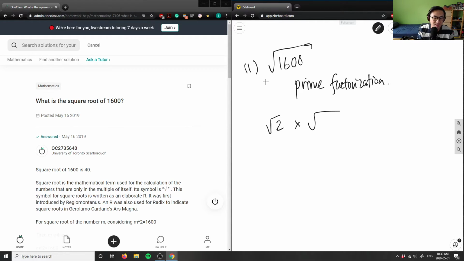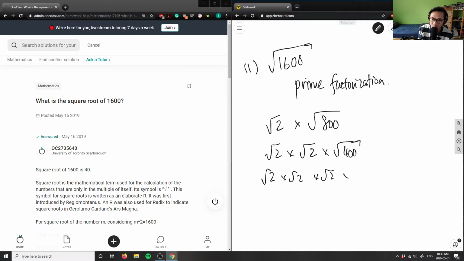And then I'm going to get 1600 divided by 2, which is simply 800, right? So I have 800 here. 800 is another even number, so we can take out another root 2. So 2 root 2's now, and then 800 divided by 2 is 400. I can do the exact same thing and take out this number again. So root 2 times root 2 times root 2 times root 200. And then we do the exact same thing one more time. Take out another root 2 here. 200 divided by 2 is root 100 here, right?